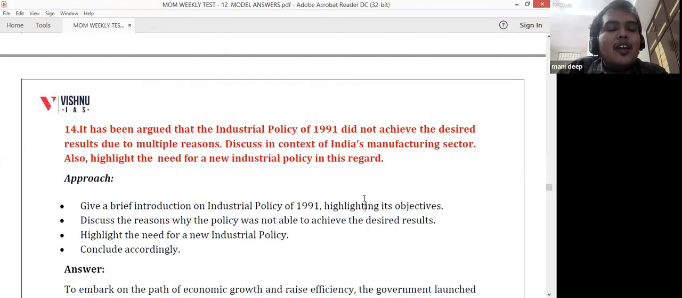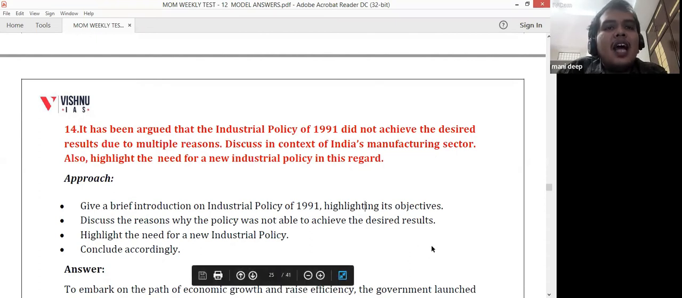We are not having cluster-based industries. The laws are very complex, and skill development is very poor. Even corruption is there, and corporate governance within industry is very poor. All these things you can mention, and you can write that we should focus upon a $5 trillion economy. We should have a new industrial policy.